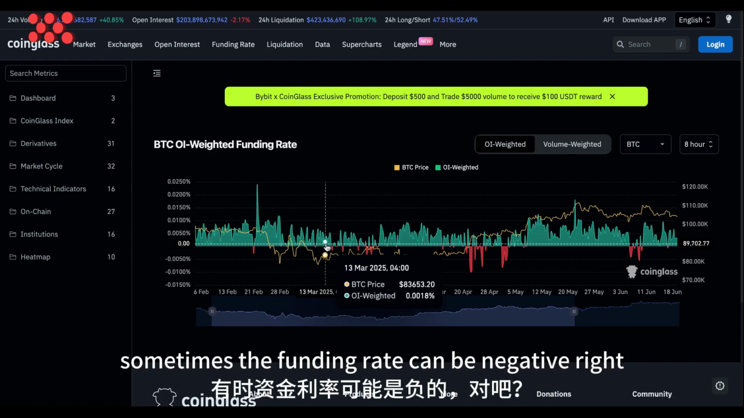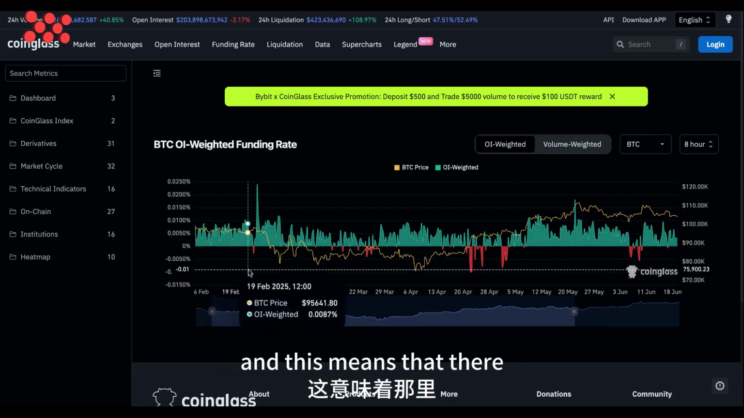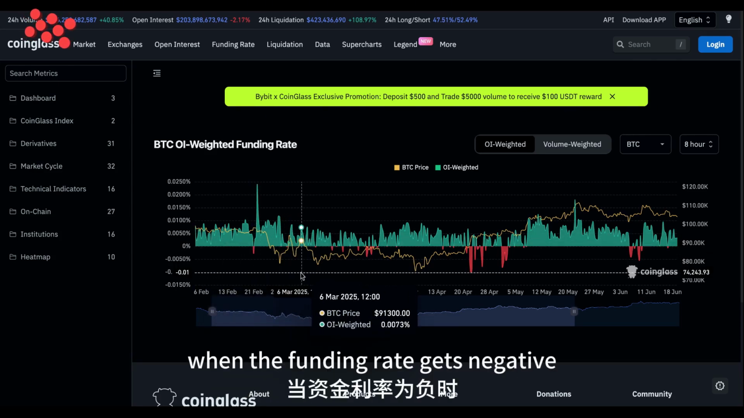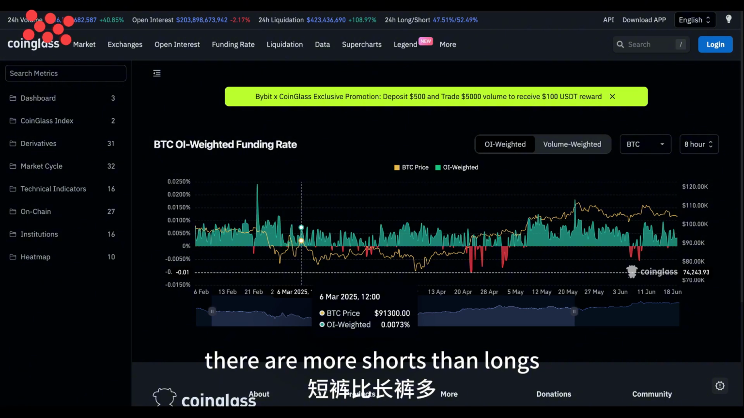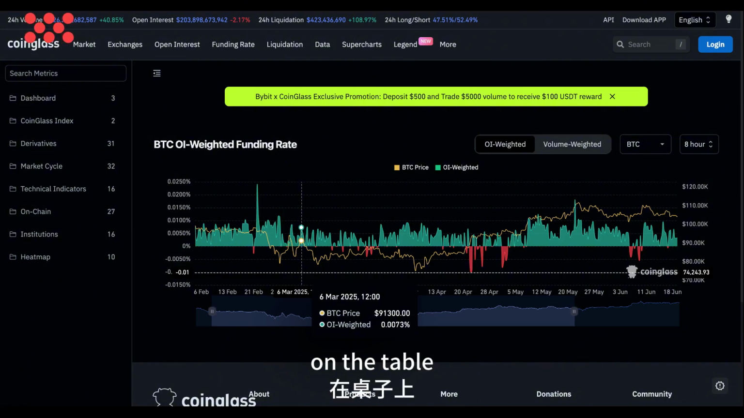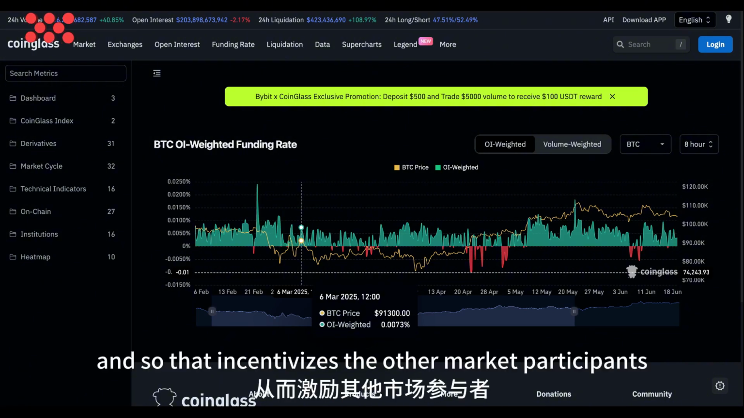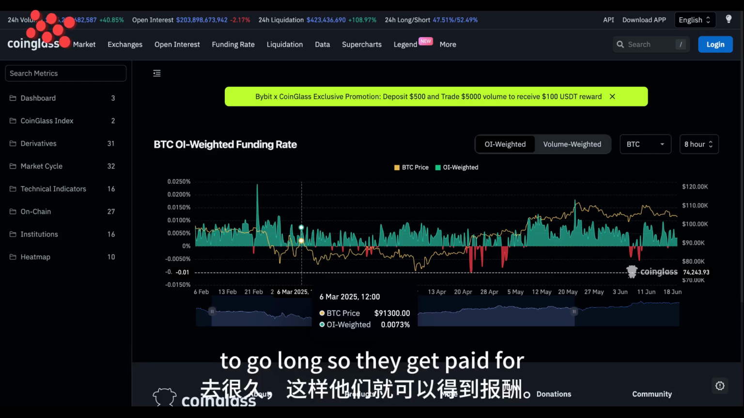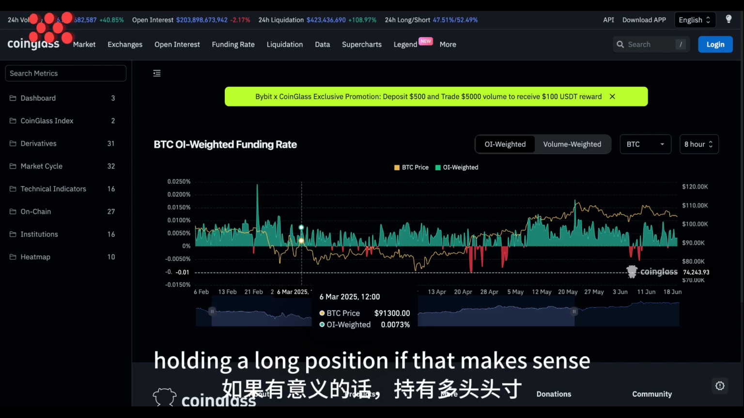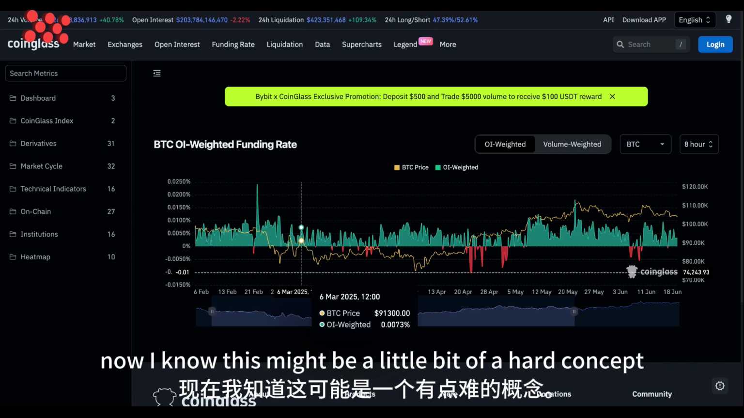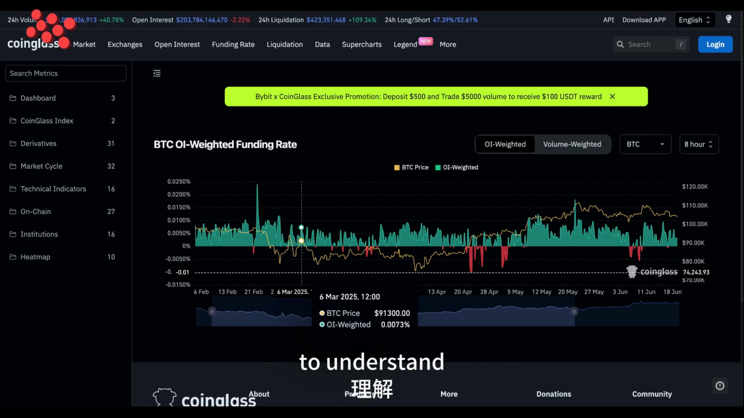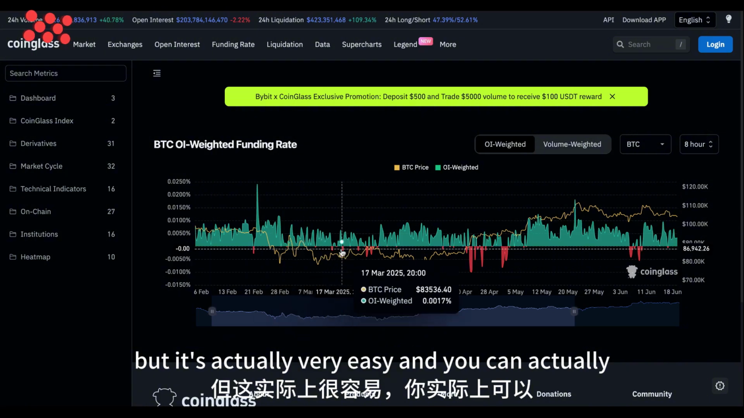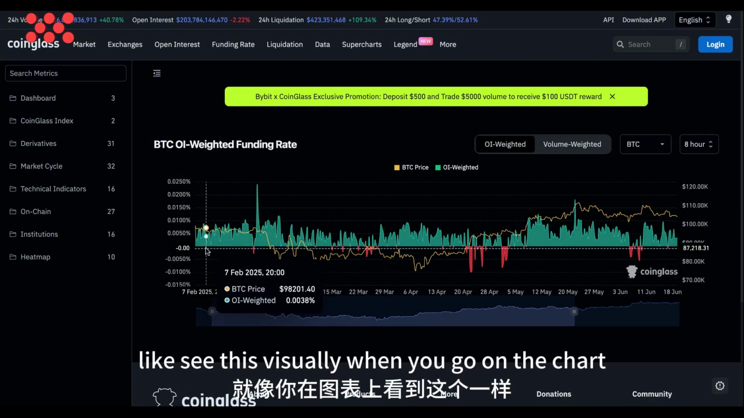Sometimes the funding rate can be negative, right? And this means that when the funding rate gets negative, there are more shorts than longs on the table, and so that incentivizes the other market participants to go long, so they get paid for holding a long position, if that makes sense. Now, I know this might be a little bit of a hard concept to understand, but it's actually very easy, and you can see this visually when you go on the chart.